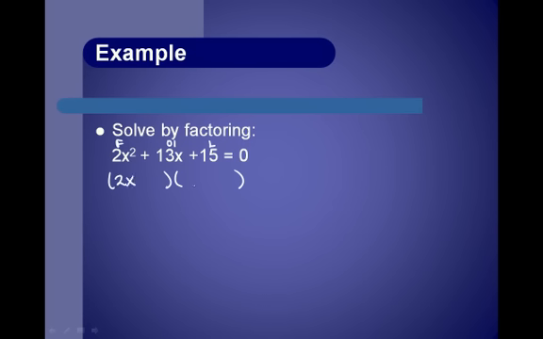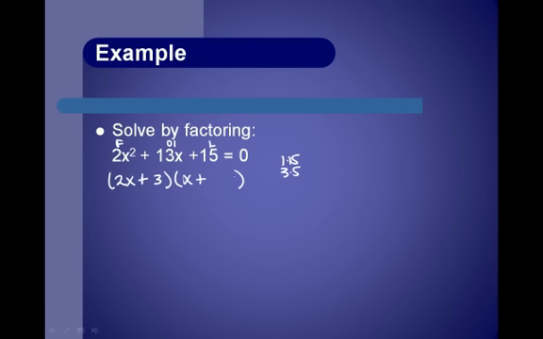So for the first two, we've got 2x and x. The last two terms have to multiply to give us 15. Well, our choices are 1 and 15, 3 and 5. Now, because it's a positive 15, we know they're either both positive or both negative. But because we're adding to get a positive 13x, that means both of our signs in factor form are going to be a plus. So let's just try one.